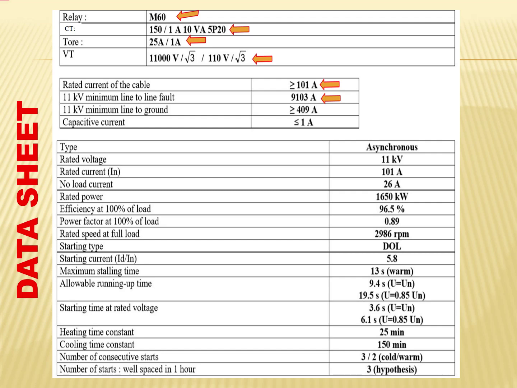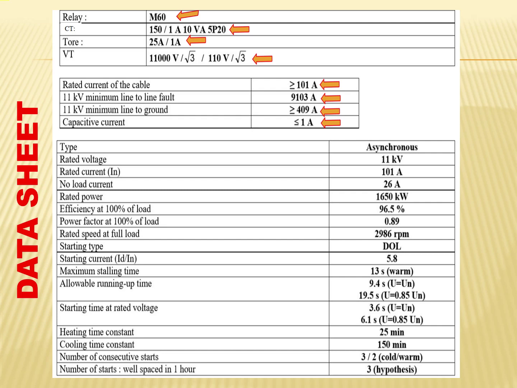And our 11 kV minimum line to line fault on this motor side will be 9,103 ampere. And our line to ground fault is 409 ampere. These two values, the minimum line to line fault and the minimum line to ground fault, are taken from the actual power system study, to be specific, the minimum short circuit study. And our line capacitive current is equal to or less than 1 ampere.